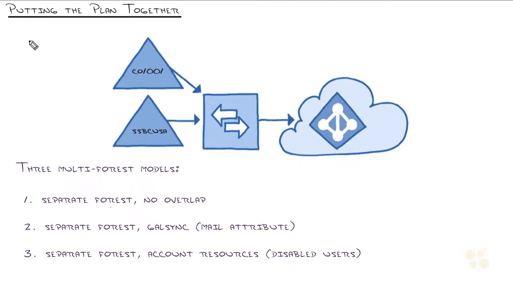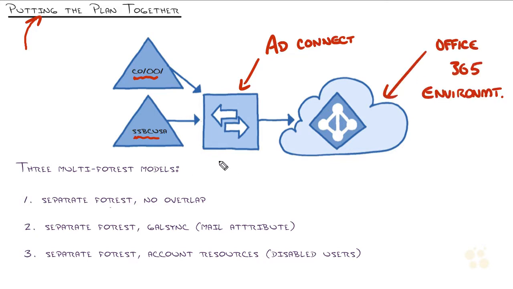All right, let's put the plan together on how we're going to make this happen. Here's a simplified view of what we're trying to do. We've got CO1001 and SSBC USA that we're going to merge together with Azure AD Connect into a single Office 365 domain. There are 3 models that Microsoft supports to do this.